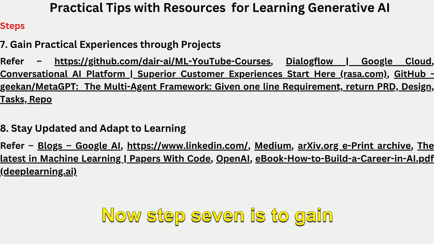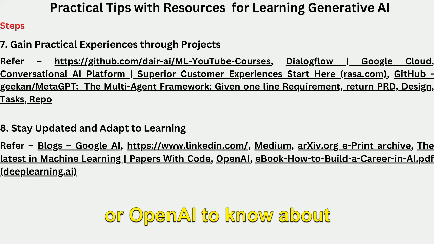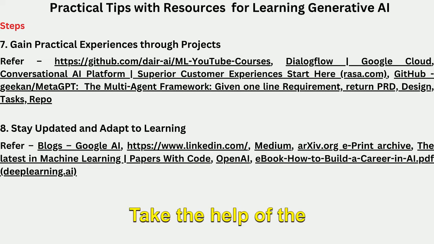Now step 7 is to gain practical experience through projects. Follow GitHub or Google Play AI platform or OpenAI to know about the available projects. Take the help of the mentioned sites and utilize the available free datasets like in Kaggle to develop simple to complex projects. Explore various ChatGPT plugins as available in GPT-4. Create your own custom LLM-powered chatbot. This is in growing demand. Also deploy generative AI solutions in Google Cloud. Participate in Google competitions to build a portfolio of projects.